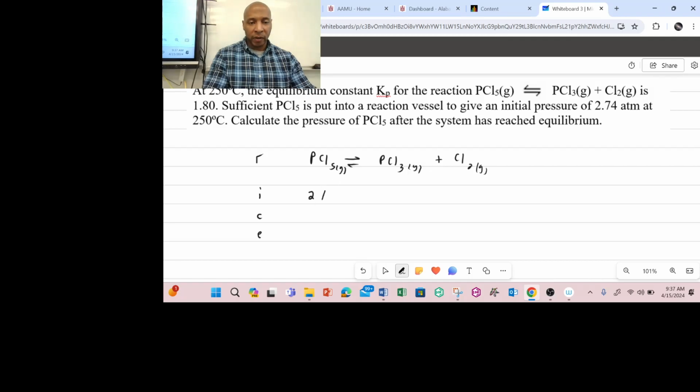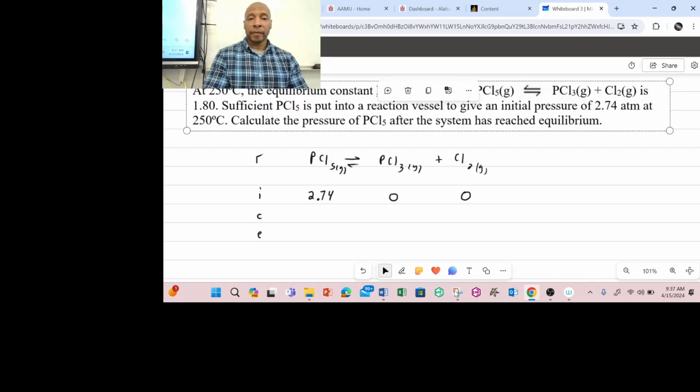So I'm going to put 2.74. Since they didn't tell us the partial pressure of PCl3 or Cl2, it's reasonable to assume that it's 0. Now, what I'm supposed to do is find Q. Guys, it's obvious that Q is equal to 0, right? Because my product concentration is 0. Do you see that?